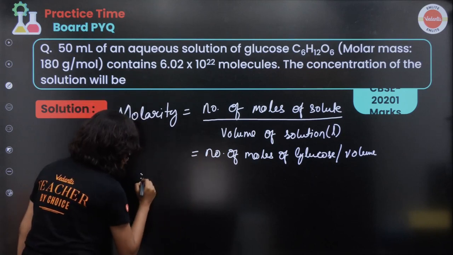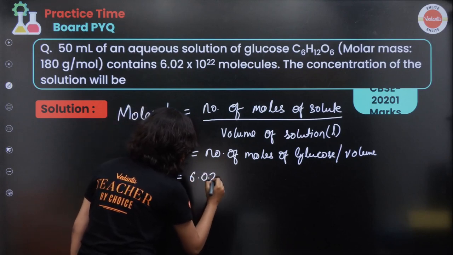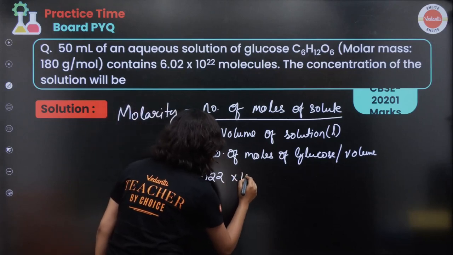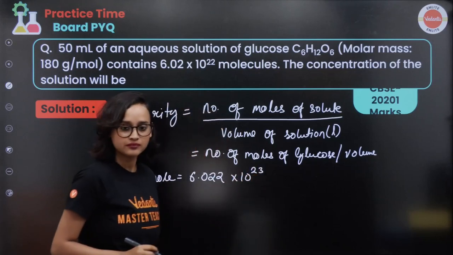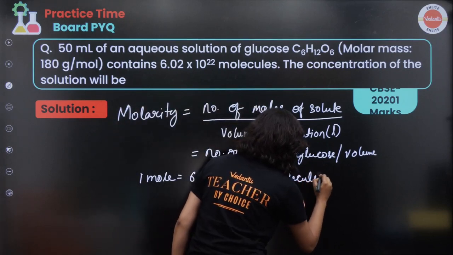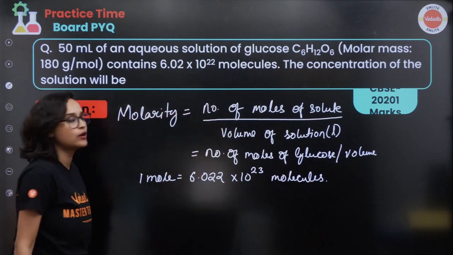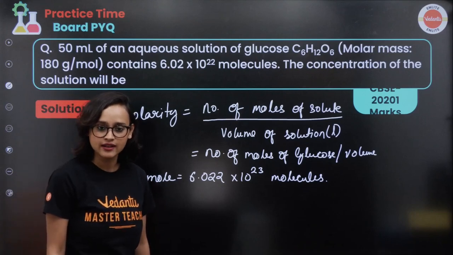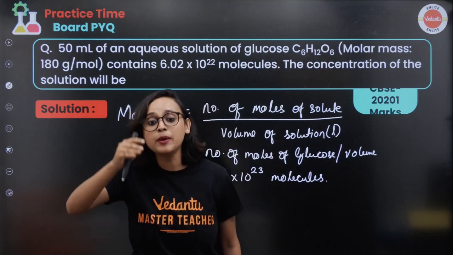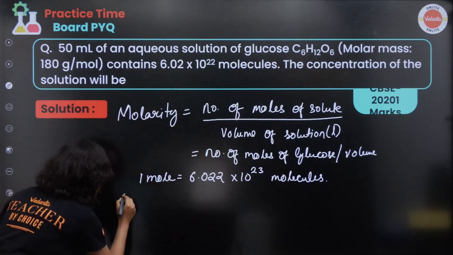So now we know that 1 mole is equal to Avogadro number, which is equal to 6.022 into 10 to the power 23 molecules. Correct. Now, my dear student, do you see that it contains 6.02 into 10 to the power 22 molecules? So that means that 6.02 into 10 to the power 22 molecules will be equal to what? Let's calculate that also. Here we go.